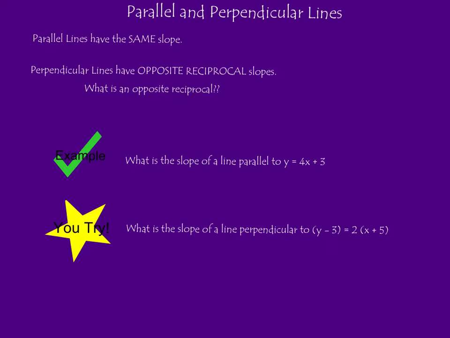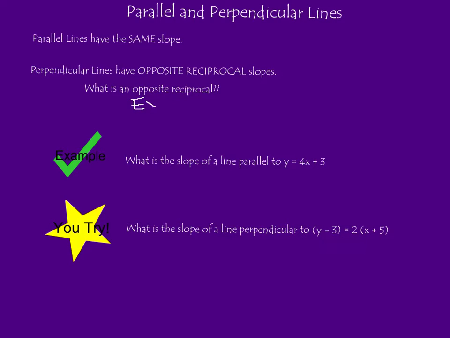And the next thing we're going to talk about are parallel and perpendicular lines. So we have mentioned this in class, and hopefully you remember this from last year, but parallel lines will always have the same slope, no matter what they are. So if one line has a slope of 3, then the parallel line would also have a slope of 3. But perpendicular lines have opposite reciprocal slopes. Well, what is an opposite reciprocal? Let me give you some examples.